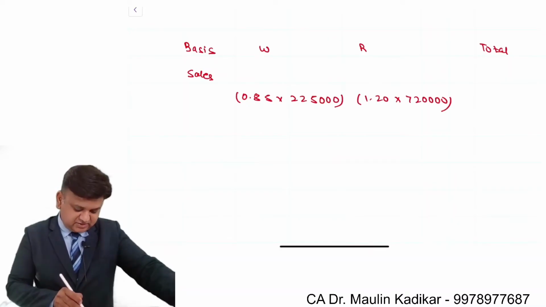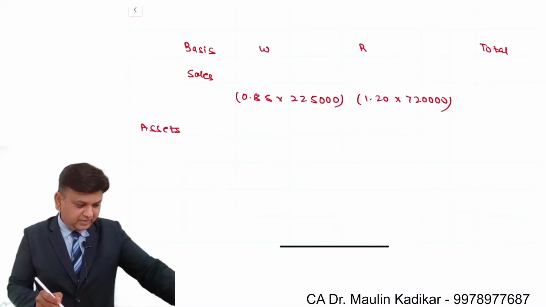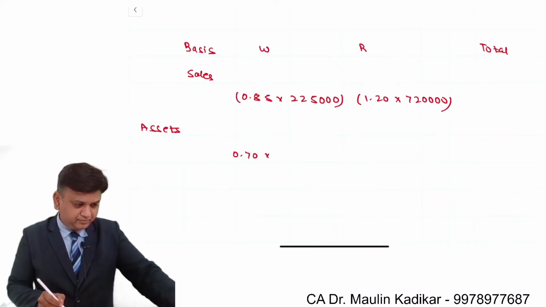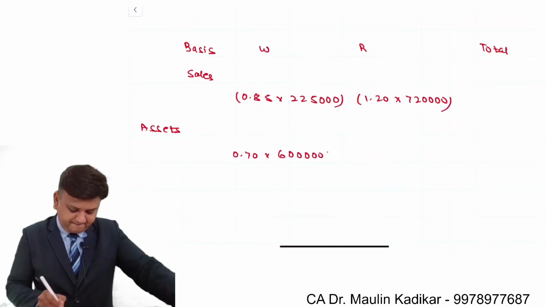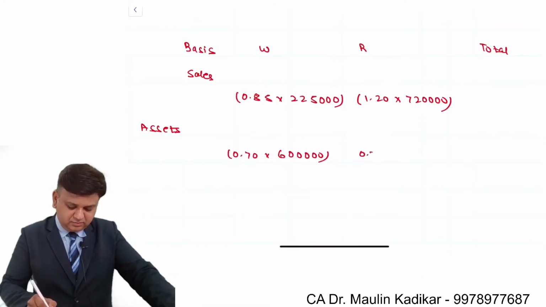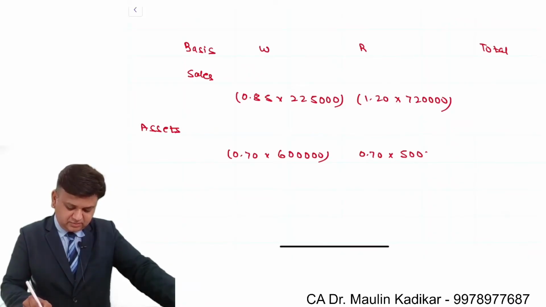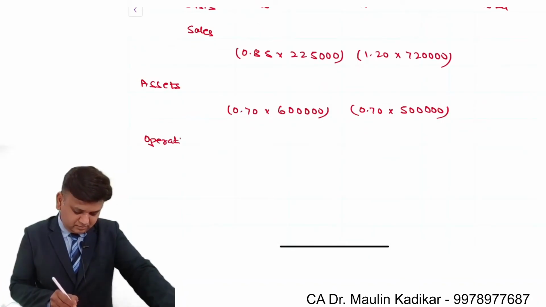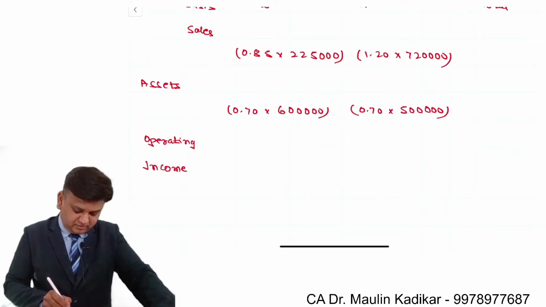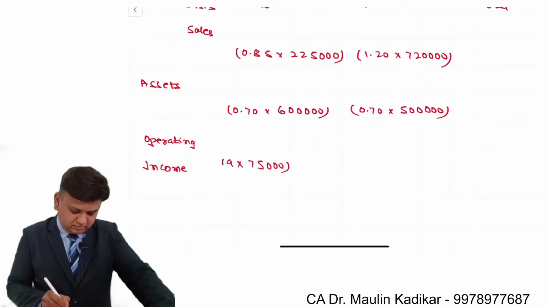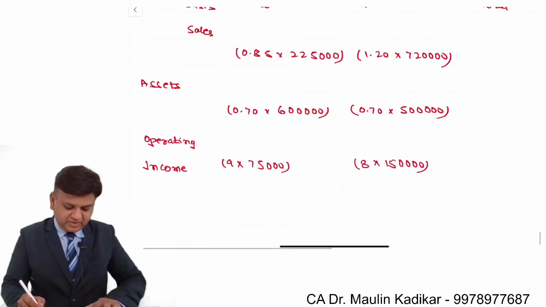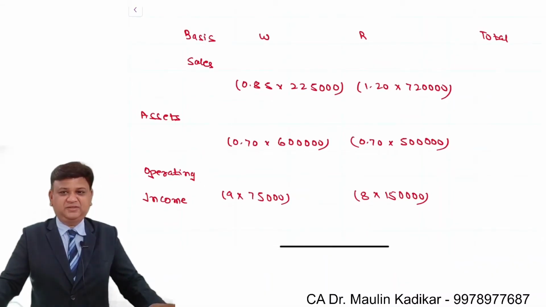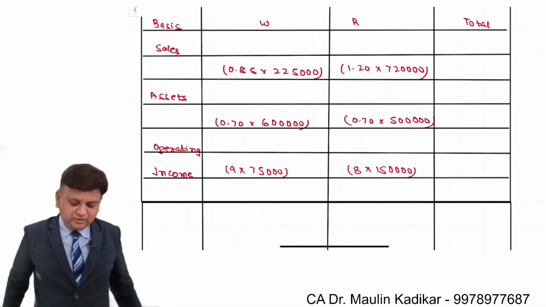After sales it will be assets. In that case it is 0.70 into 6 lakhs, and next again 0.70 into 5 lakhs. And the last is the operating income. In that case it is 75,000 into 9, and it will be 1,50,000 into 8. That is the way we will have the total and then we will do the average. So we have to work out the answer in this way.